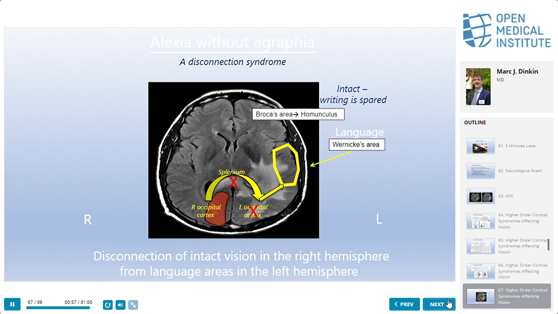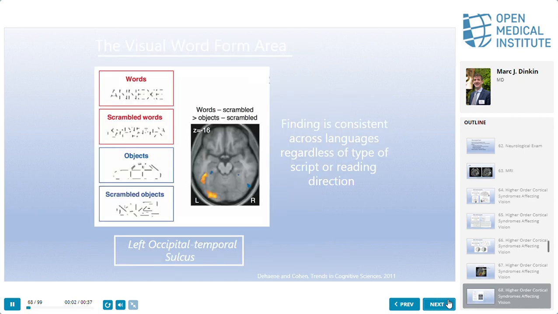You've got some fMRI work here where they showed them words versus scrambled words. Now this is another way to get alexia without agraphia, with one lesion. Some people will just have one lesion, very rare. Okay, but if you show people words versus scrambled words, this area lights up. Okay, and that area in the left occipital temporal sulcus, connecting your temporal lobe to your occipital lobe, if you get a lesion right there, that's the pure word form area, okay, and you can get alexia without agraphia, without needing the splenium.